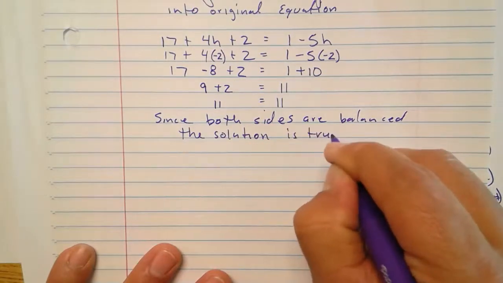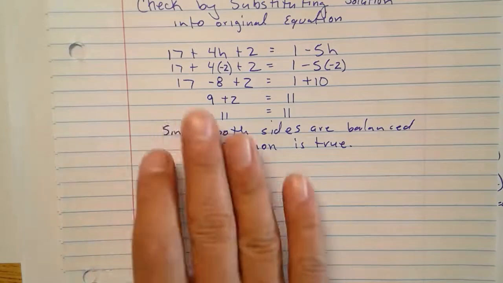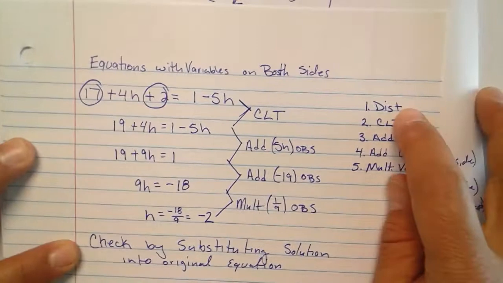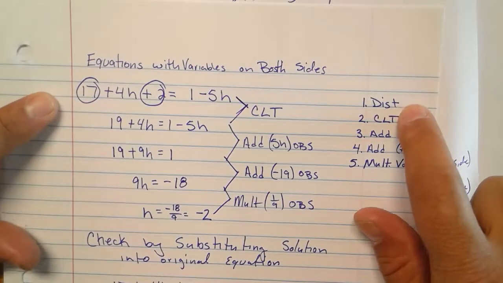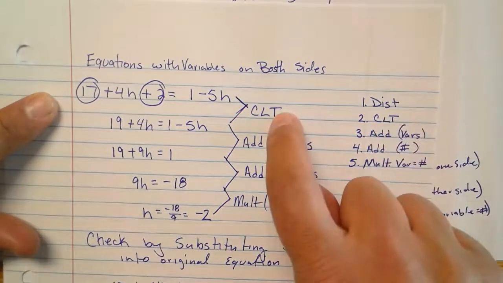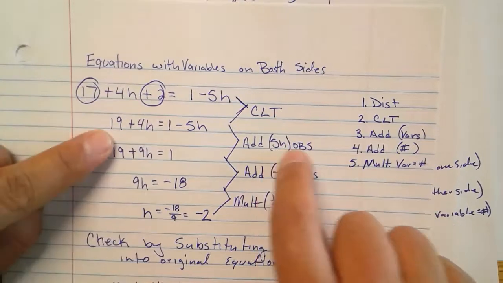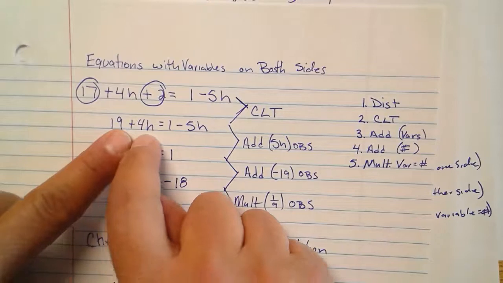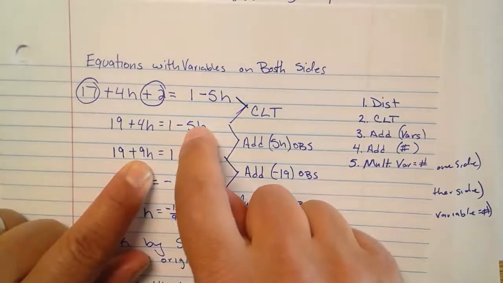And just to recap my steps, I'm going to go over this really quickly. I started off by just kind of having a basic idea of the steps that I'm going to use to solve these equations. Distributive property was not used. First, I used combining like terms when I combined the 17 and the 2. Then I added 5h to both sides. 4h plus 5h gave me 9h. Negative 5h plus 5h was 0, and 1 plus 0 was just the 1.